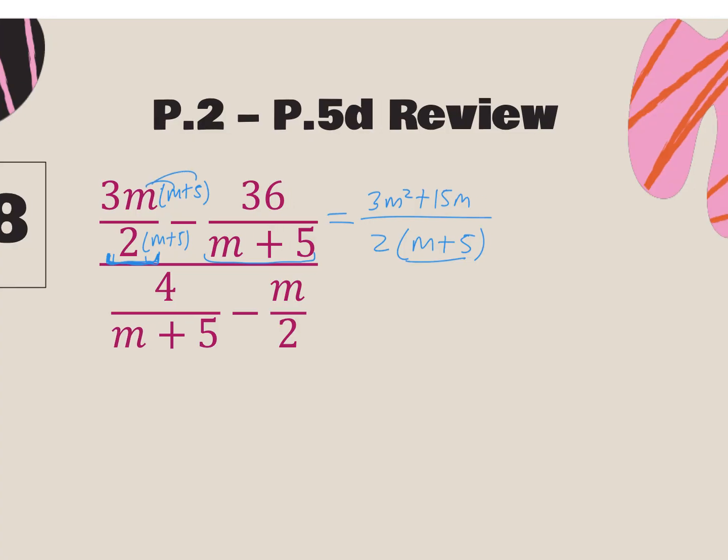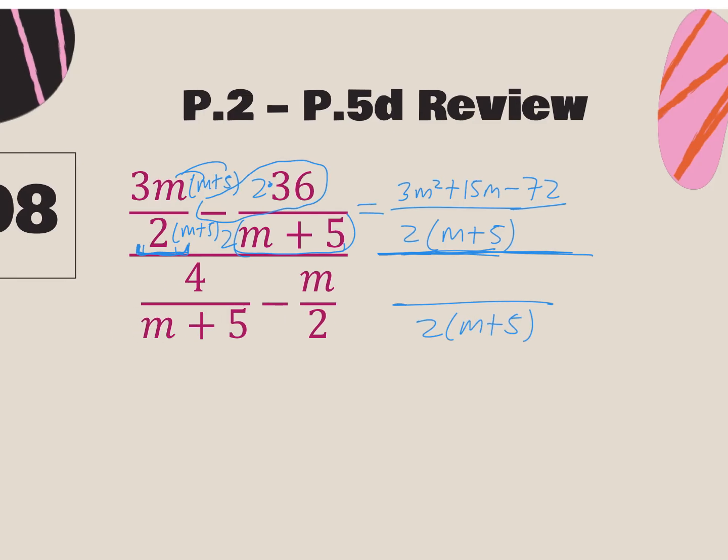All right, and I can do the same thing over here, m plus 5. It has the m plus 5, but it's missing the 2. So I'm going to multiply the top and the bottom by 2. And don't forget, this is a minus, so it's going to be a minus 2 times 36, which is 72. All right, and I'm going to do the exact same thing on the bottom. All right, it looks like we have the exact same denominators here, so I'm just going to write it over 2 times m plus 5.